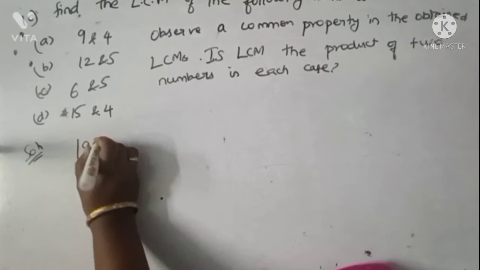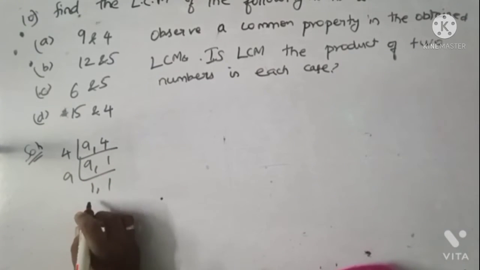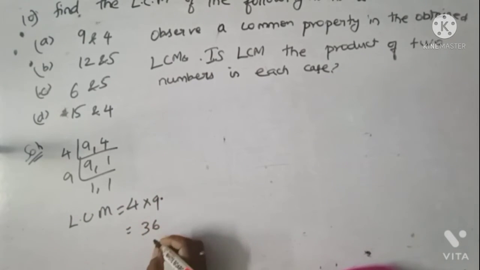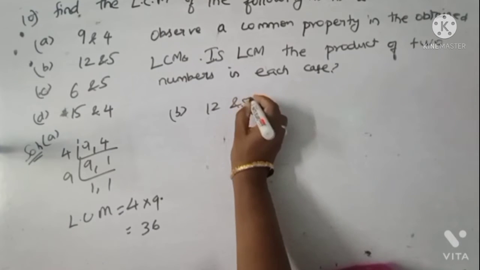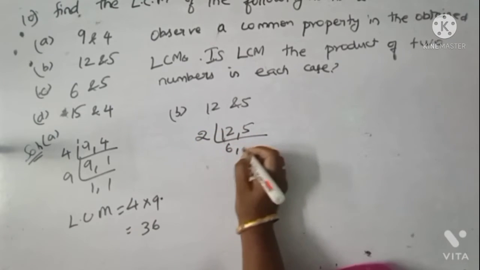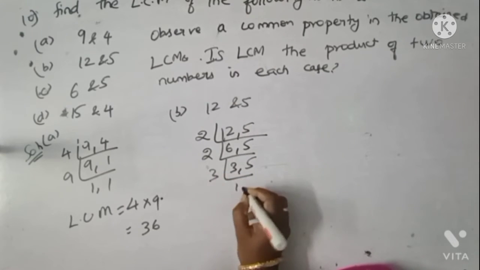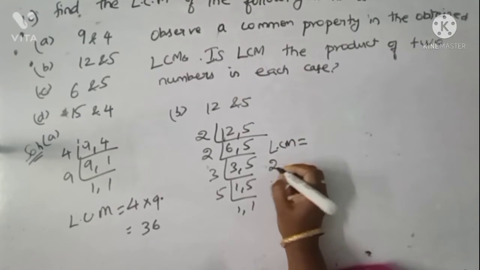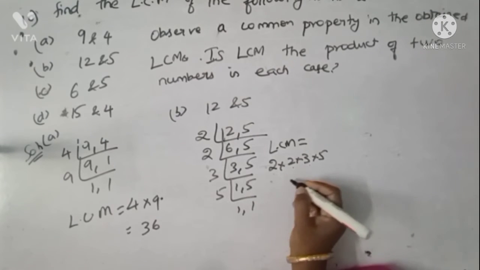So first subdivision: what is the LCM of 9 and 4? 4 1s are 4, and then 9 as it is, 9 1s are 9. So LCM equals 4 into 9, which is equal to 36. Now this is for A. For B, 12 and 5. What will be the LCM of 12 and 5? Either you can use 12 directly or you can also use 2 tables. 2 6s are 12, 5 as it is, then 2 3s are 6, 5, 3 1s are 3, 5 as it is, and then 5 1s are 5. So LCM is equal to 2 into 2 into 3 into 5. So 2 2s are 4, 4 3s are 12, 12 5s are 60.